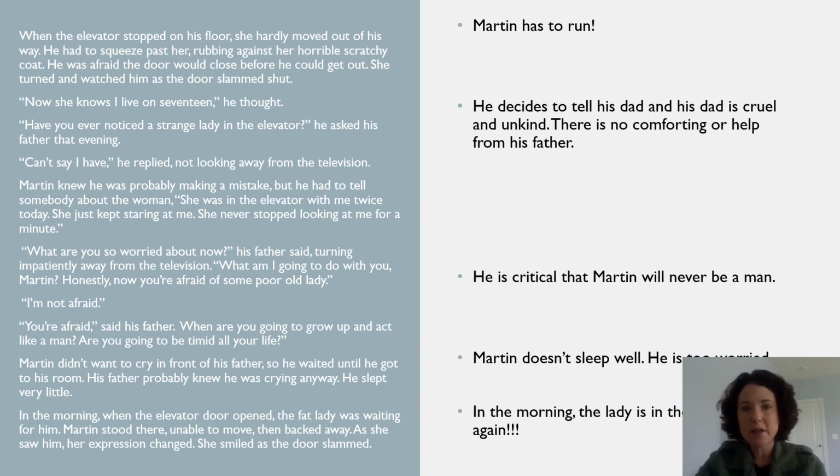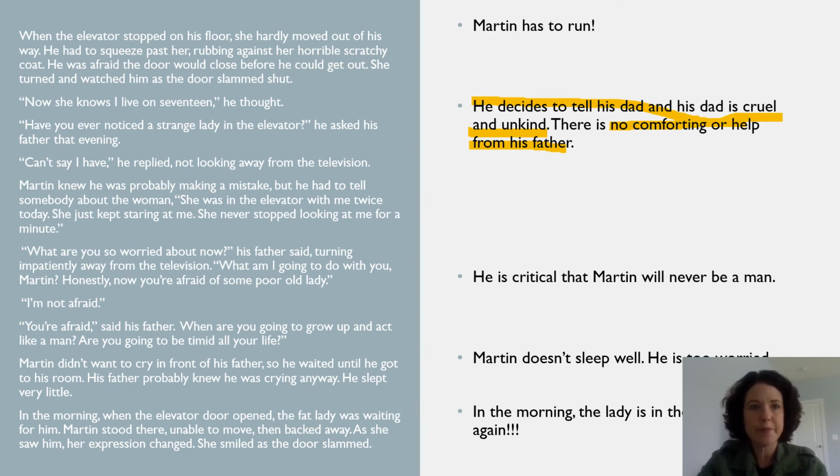Lots happening here. Martin finally builds up the courage to tell his dad right here, but his dad is being cruel and unkind. There's no comforting. So that dialogue really makes us feel, my mood, I still feel scared for Martin, but the tone here is really sad for me. It's not comforting. It feels really critical of Martin, the way that's playing out. I feel like poor Martin can't catch a break. And I'm shocked that that lady is still there in the elevator.